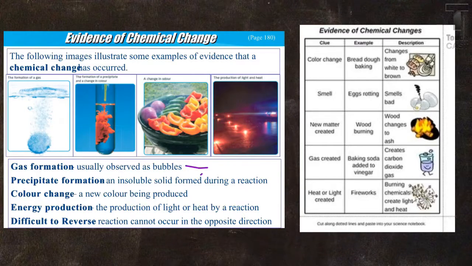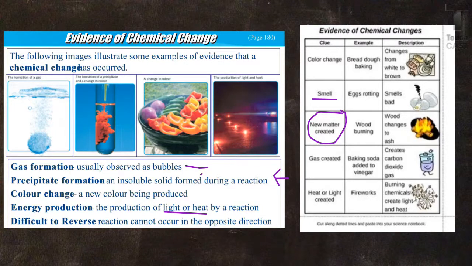If a precipitate forms, a precipitate is an insoluble solid, something that doesn't dissolve. If that forms, then we know we have a chemical change. If it changes color, if there's energy production in the form of light or heat, if you can't reverse it, so you can't undo what's been done, and if you have a new substance, which a precipitate would be considered a new substance. If you get a smell, I already talked about gas, heat or light, and color change.